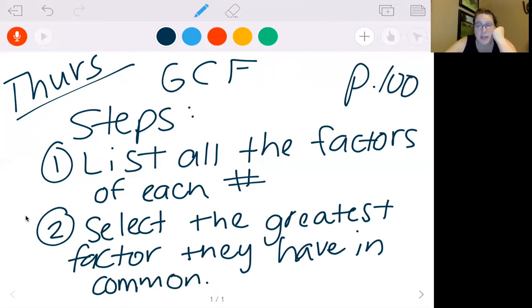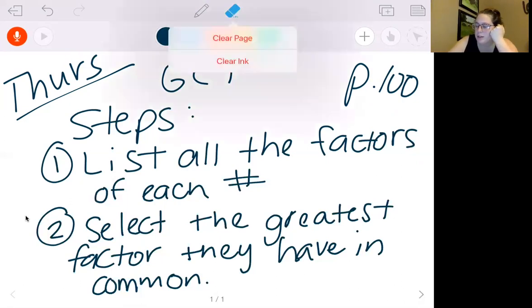So, seems like simple steps, right? It's really going to be easy once we do it. I think this is easier than the factor trees. I'm going to clear this out. If you are still copying it, of course, just pause it and then come back.